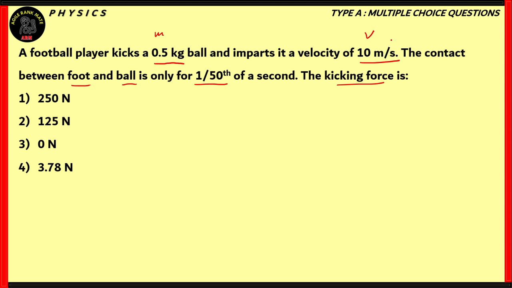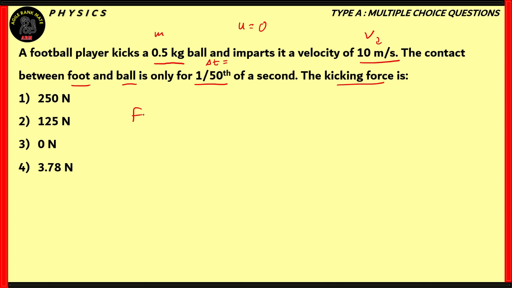Now, of course, when you're kicking a ball, in this particular scenario we assume u equals 0 because the football player kicks a stationary ball. And the final velocity v is given as 10 meters per second. The contact between foot and ball is only for 1/50th of a second. That means the difference in time is 1/50th of a second. You need to find the kicking force.